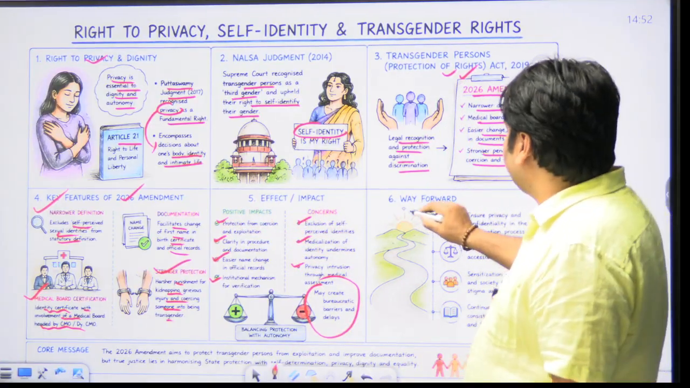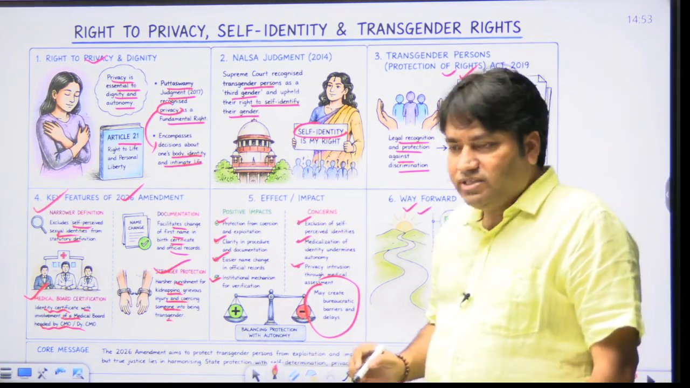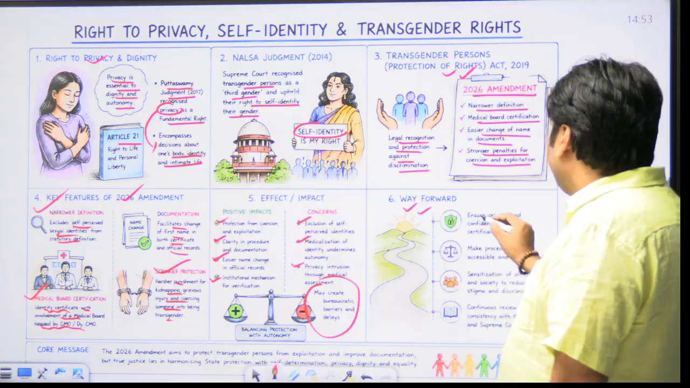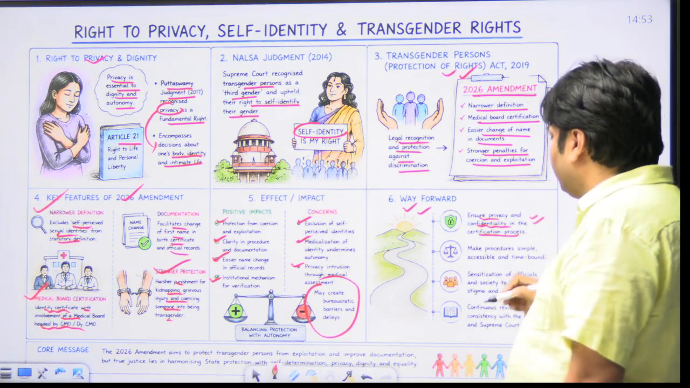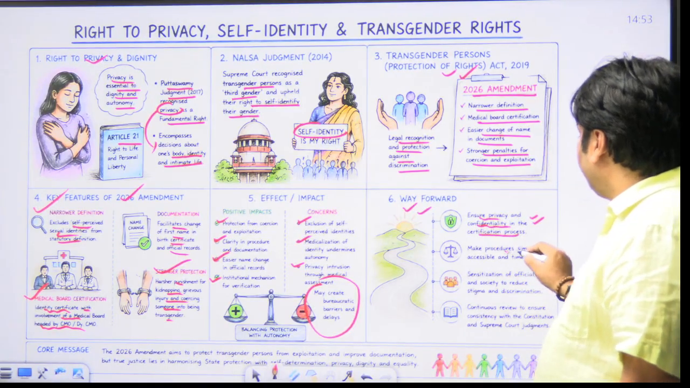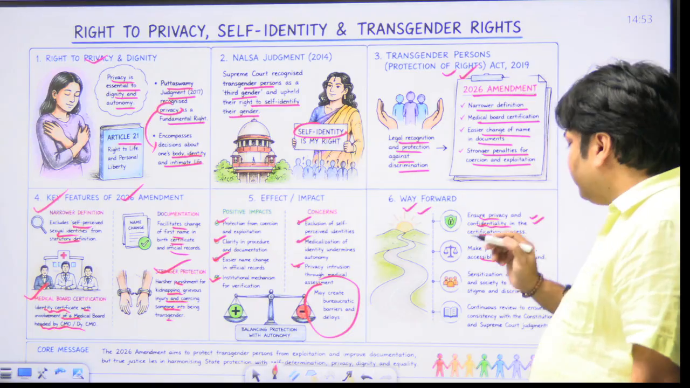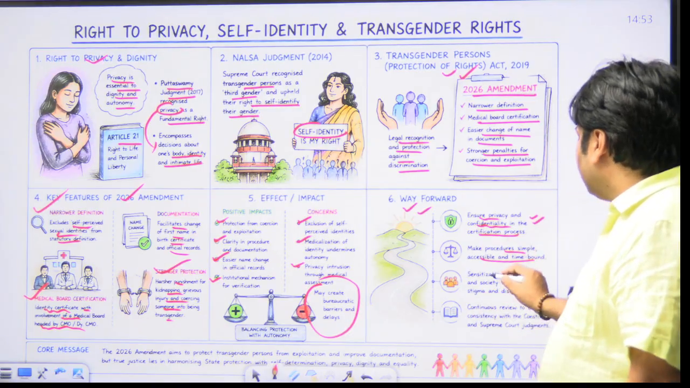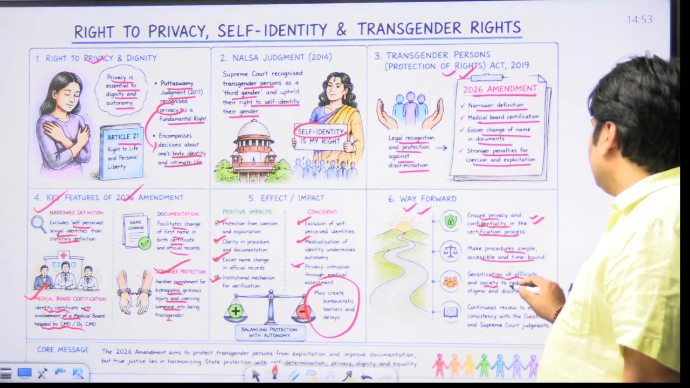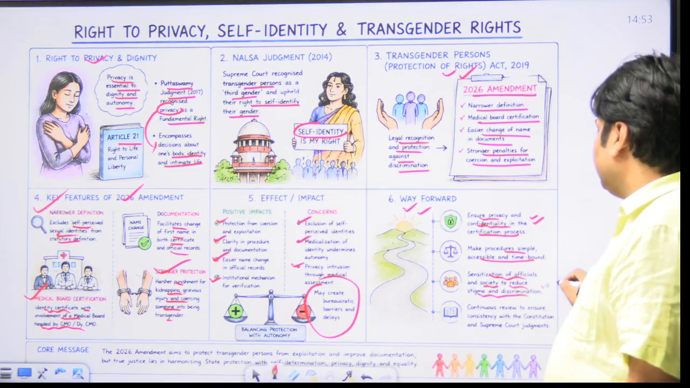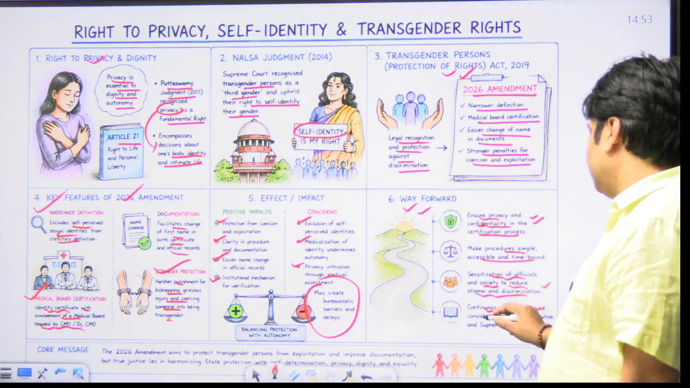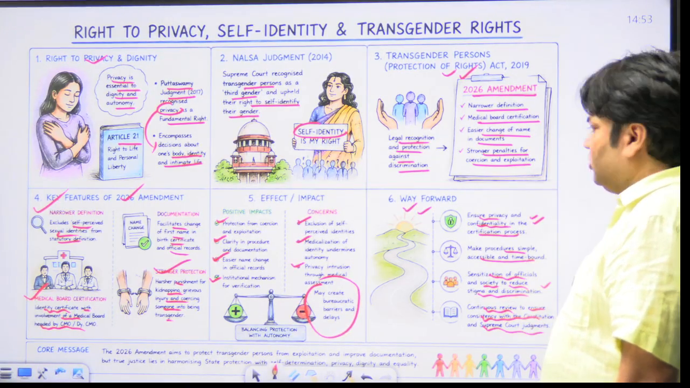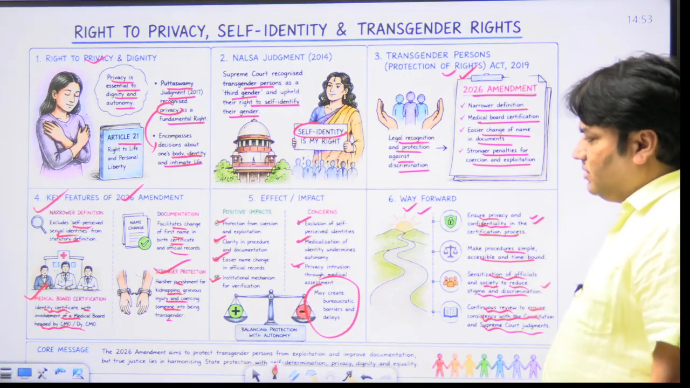Now, what are the suggestions or way forward? So here we see that ensuring privacy and confidentiality in the certification process is very much important. Making procedures simple, accessible, and time bound is very much important. Sensitization of officials and society to reduce stigma and discrimination is very much important. And continuous review to ensure consistency with the Constitution and Supreme Court judgments. This is the most important point.